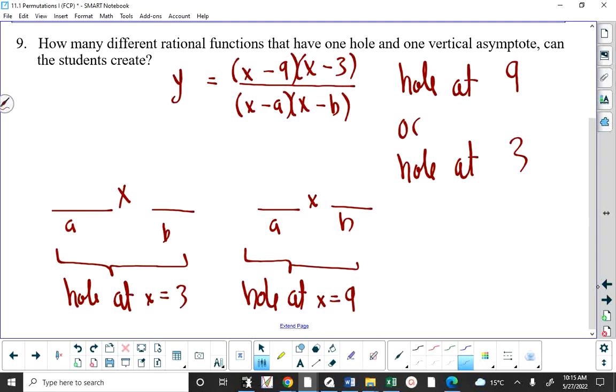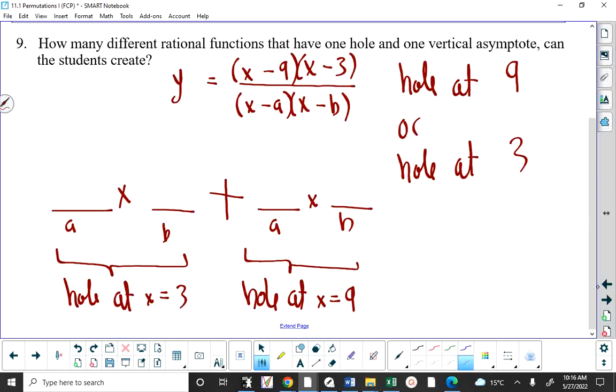And we have to choose a and b for each of these, but we don't do both of them. The hole is at 3 or the hole is at 9. So we're going to find out how many rational functions we can create with the hole at 3, and find out how many we create at 9 and add them together, because that would be how many would have one hole. There's a little bit more involved, but let's do the hole at 3 first of all.